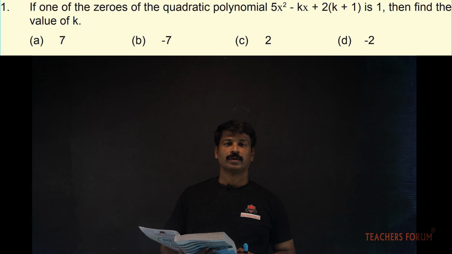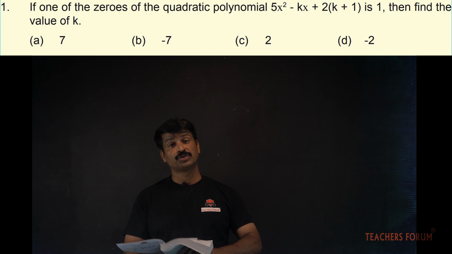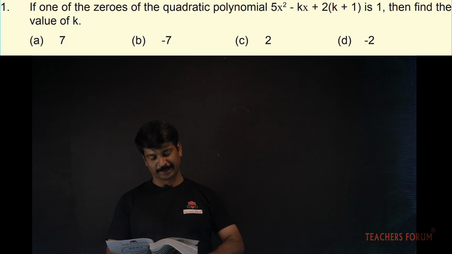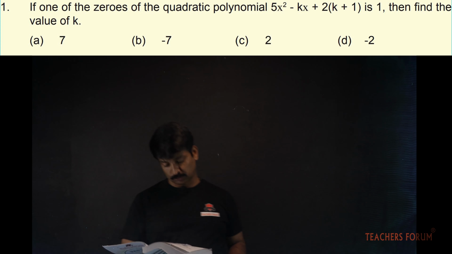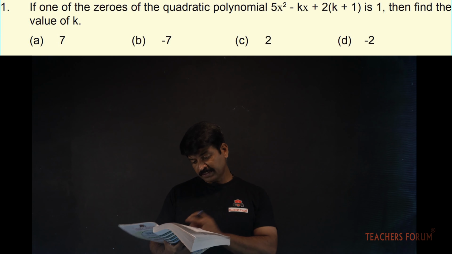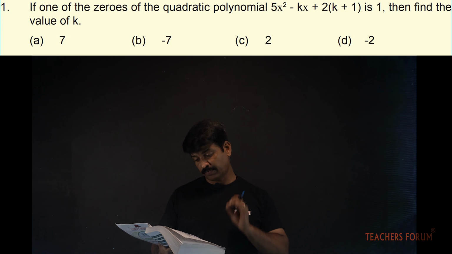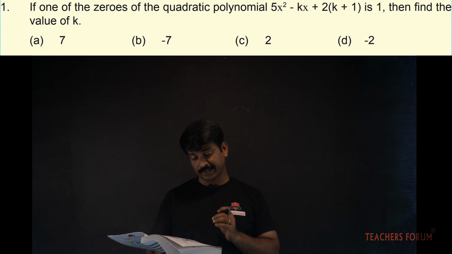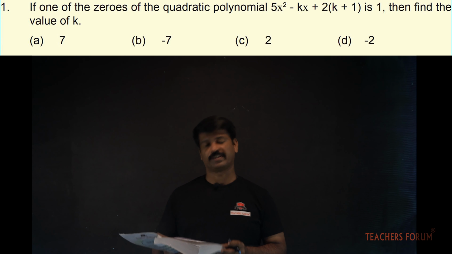Hi. Now let us solve the solutions for multiple choice questions from the chapter 2 polynomials. Okay, let us read the first question. If one of the zeros of the quadratic polynomial 5x square minus kx plus 2k plus 1 is 1, then find the value of k.